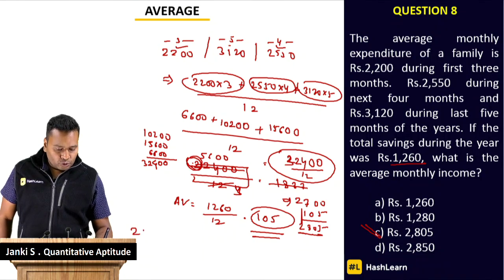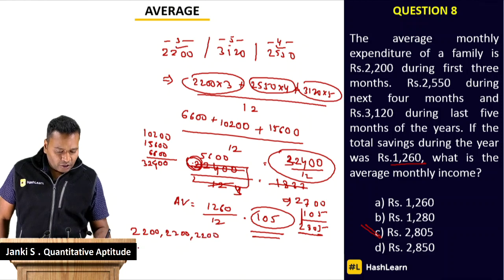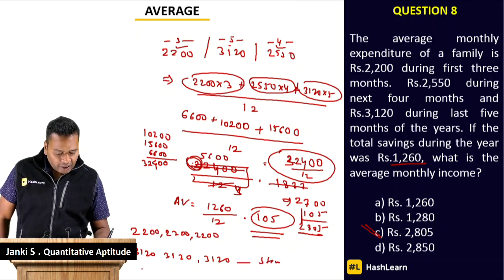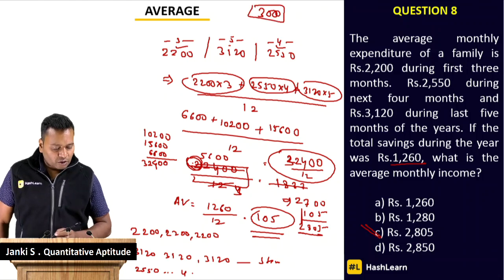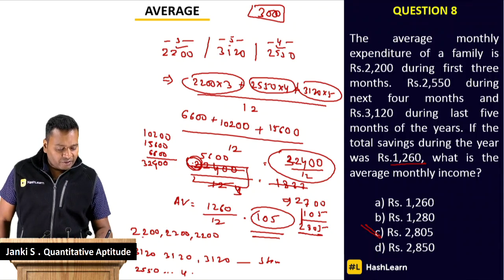My value is something about 2200, right? So I'll consider 2200, 2200, then again I have 2200, then I'm using 3120, 3120 and 3120 here, which is repeated 5 times, right? Let's mark 5 times here, and it's saying but 2550 is repeated 4 times, right? So what I'm doing is I'm assuming the average as 3000 for the time being, right? Let's assume 3000 as the value. So here my error is how much? My error is about minus 800, which is repeated 3 times.